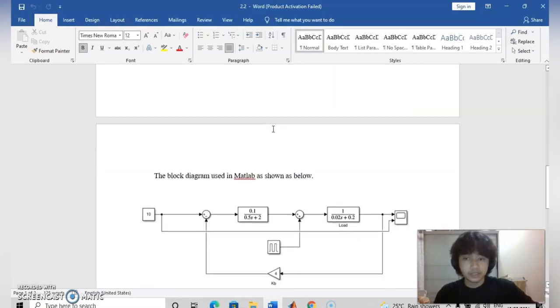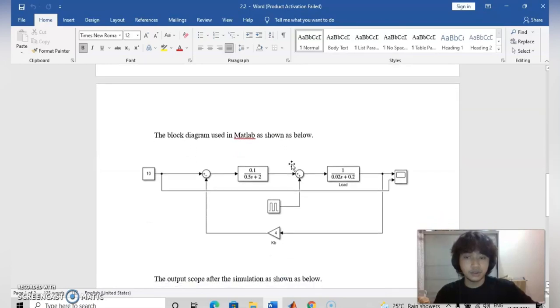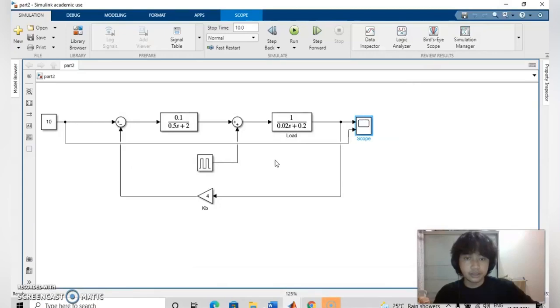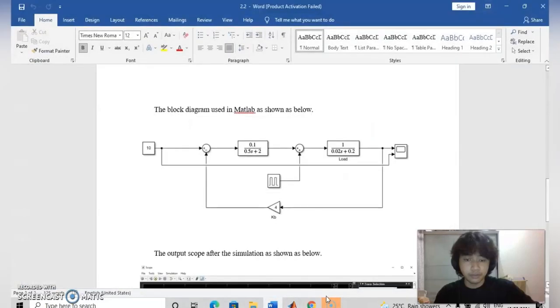Next is the block diagram used in MATLAB, as shown below. This is the block diagram that I took from part 1, which continues into part 2. This is the block diagram that I already did before in Simulink, and I put it in the report.